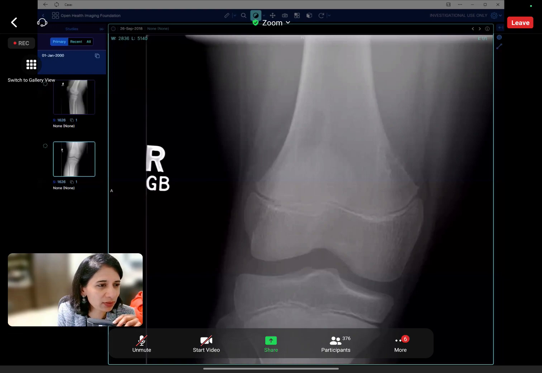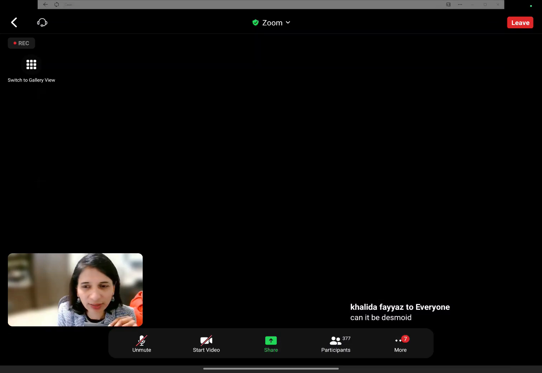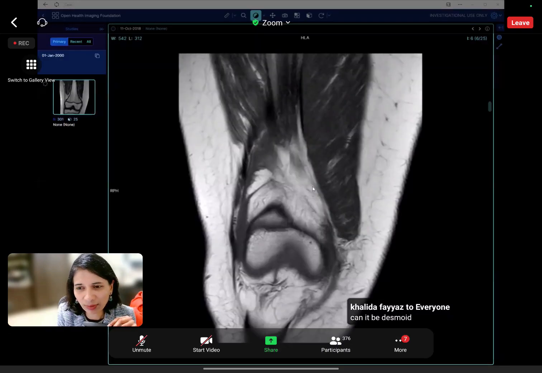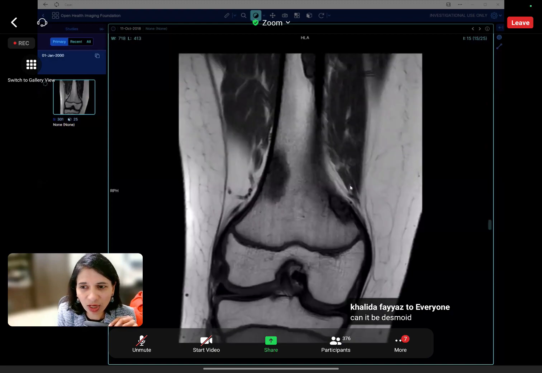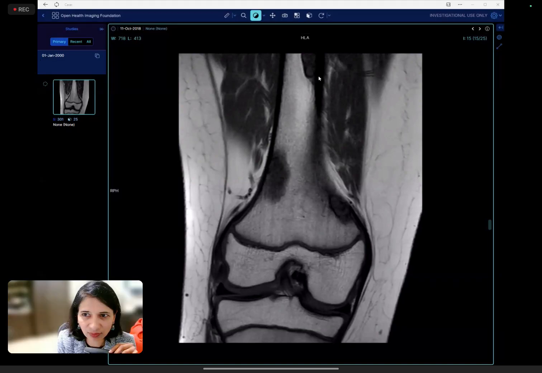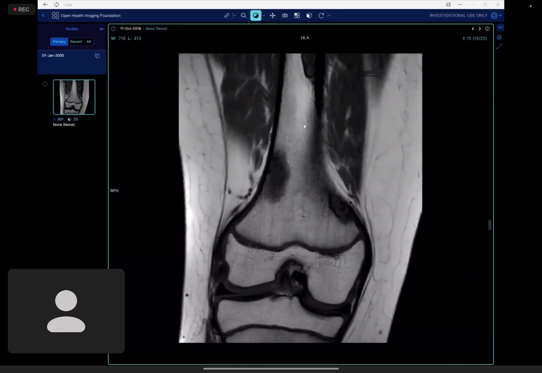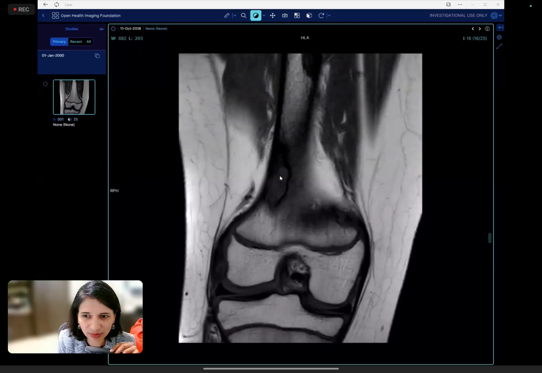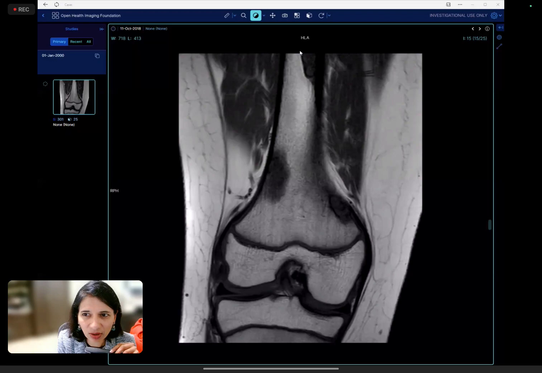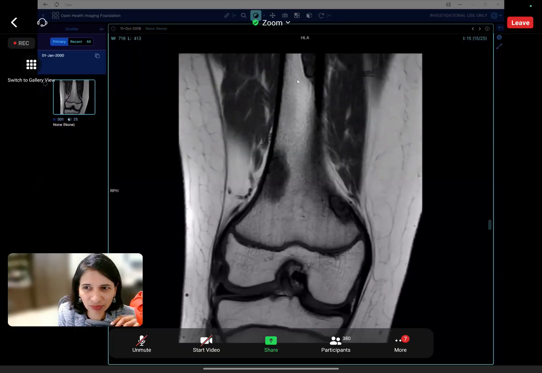So I will show you the MR for that because you can do MR. In this case, they wanted to know how many more there are. That's why we did the MR. So there's one here, there's one here, and there's one there. Can you see? Yes. And they're all cortical based, like you said. And they all are well defined, and there's no aggressive bone marrow edema or anything associated with it.